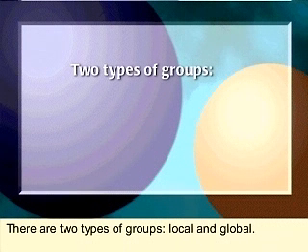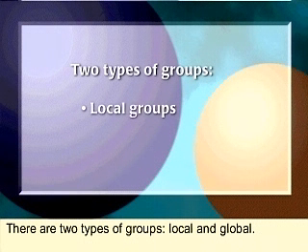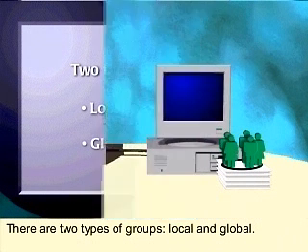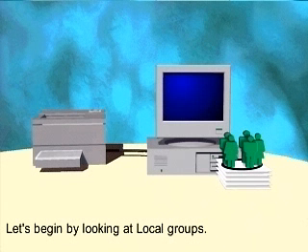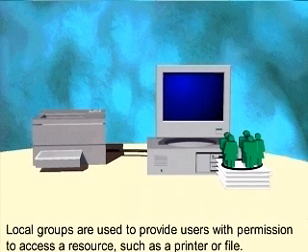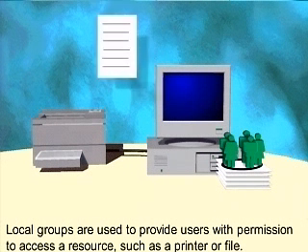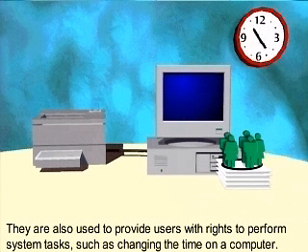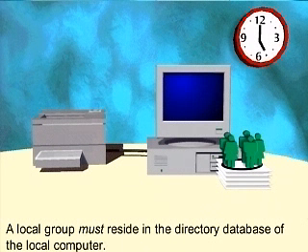There are two types of groups, local and global. Let's begin by looking at local groups. Local groups are used to provide users with permission to access a resource, such as a printer or file. They are also used to provide users with rights to perform system tasks, such as changing the time on a computer. A local group must reside in the directory database of the local computer.